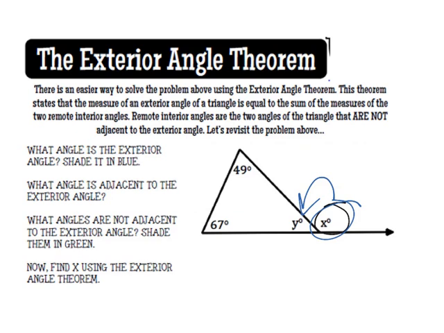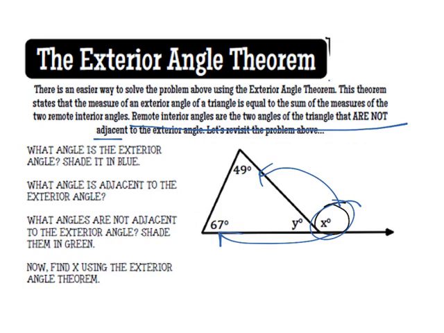If you think about a remote control for your TV, you are basically controlling something far away from you that you don't necessarily touch, like a TV. So remote means far away from the angle that we're talking about. So the remote angles are going to be this one and this one. The remote interior angles are the two angles of the triangle that are not adjacent to the exterior angle.